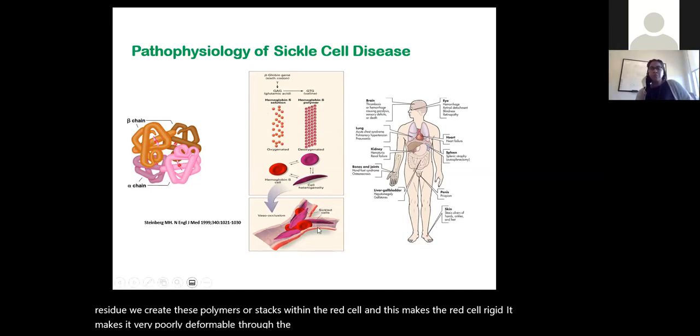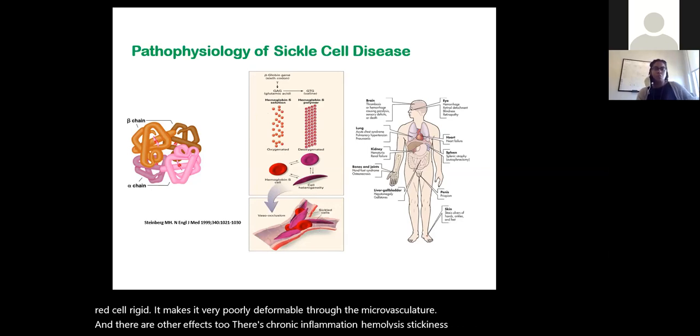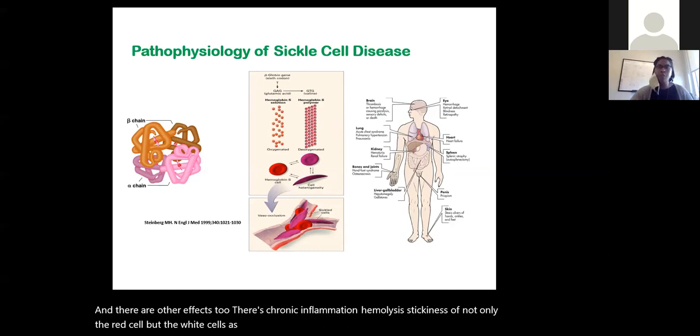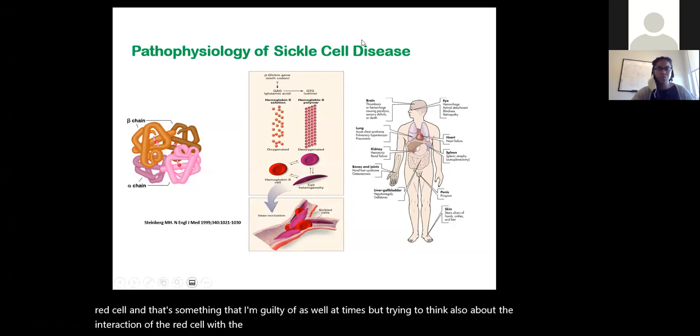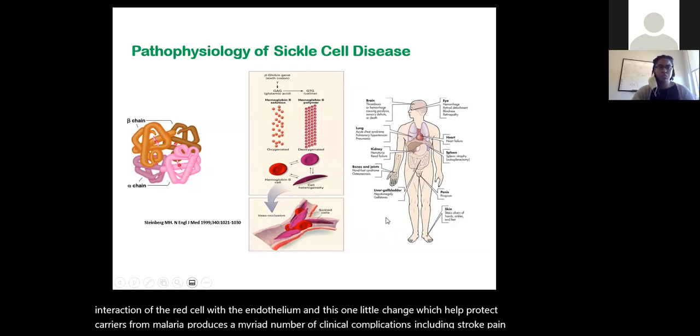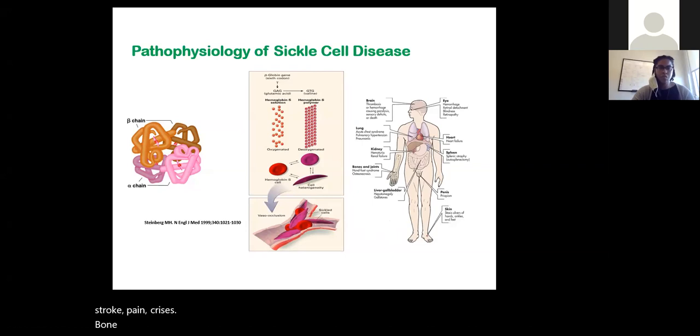And there are other effects too. There's chronic inflammation, hemolysis, stickiness of not only the red cell, but the white cells as well. But for a long time in sickle cell, we were very focused on the red cell, and that's something that I'm guilty of as well at times, but trying to think also about the interaction of the red cell with the endothelium. And this one little change, which helped protect carriers from malaria, produces a myriad number of clinical complications, including stroke, pain crises, bone damage. Almost every organ is affected.